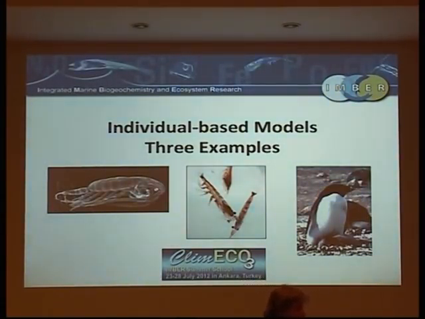Over your career, you built models that started off very simply and then became more and more complex, to the point where you now have to have a team building these models. Where's the future?